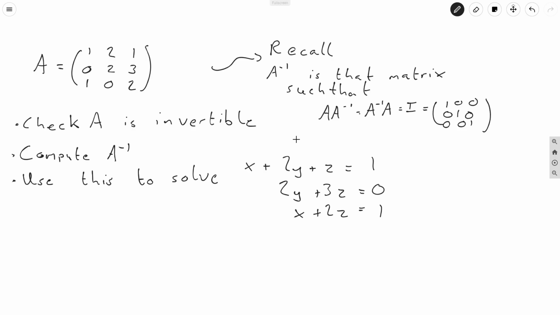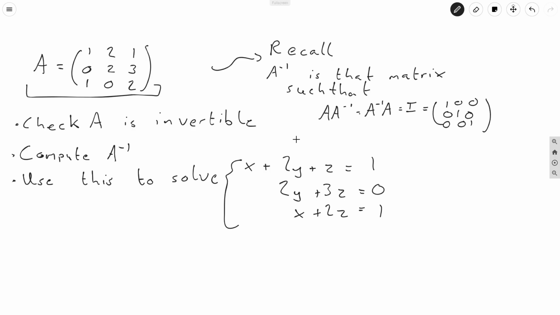Okay, so here we've got a 3 by 3 matrix A, and we've got three questions here. We want to check if A is invertible, compute the inverse of A, and use it to solve this system of linear equations. Okay, and let's just recall that A inverse is the matrix such that A times A inverse is equal to A inverse times A is equal to the identity matrix.